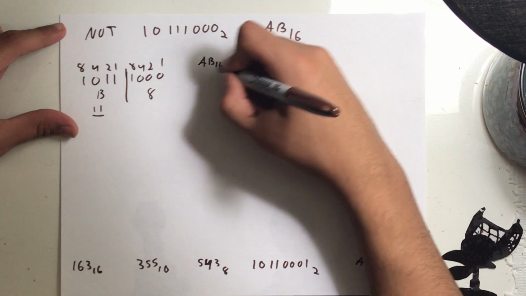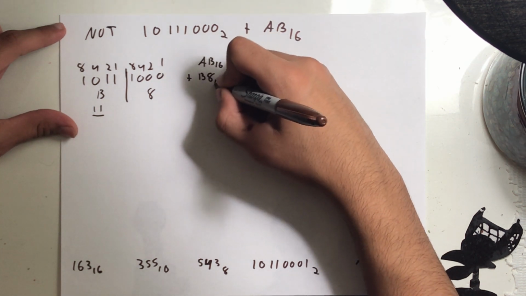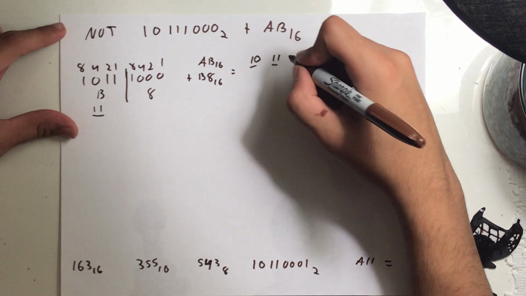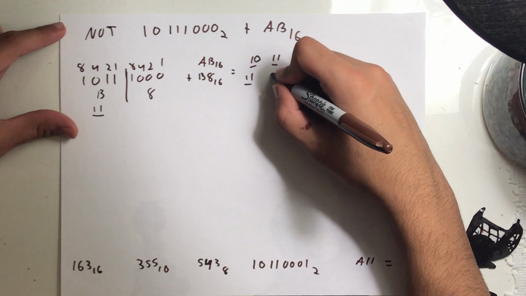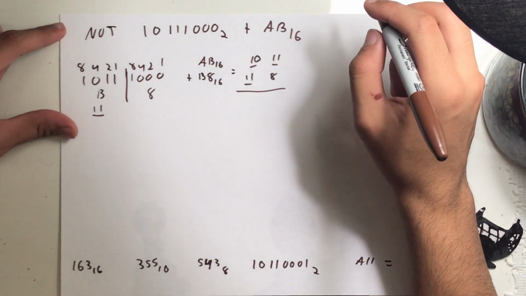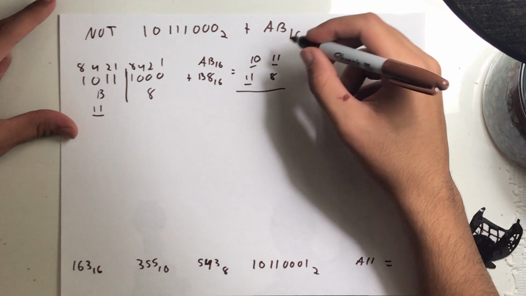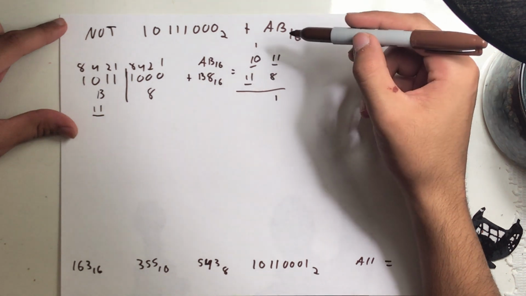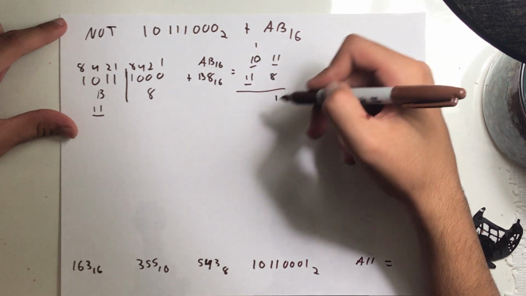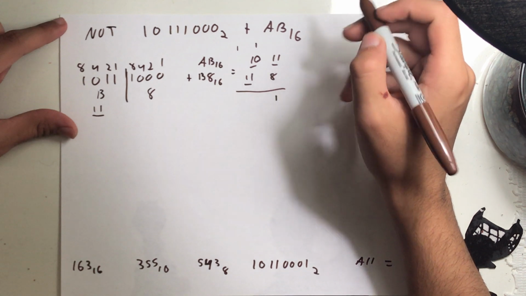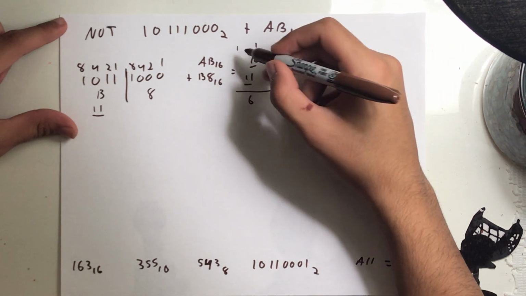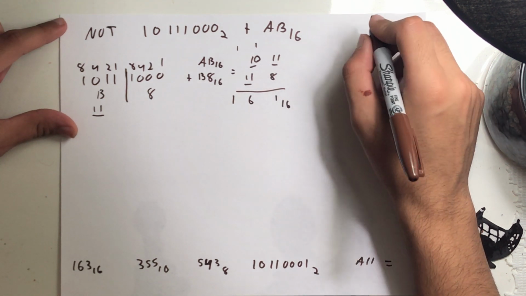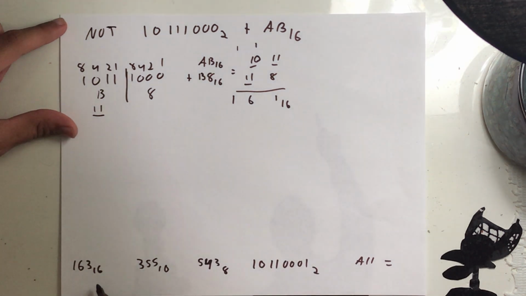So this is actually going to be AB base 16 plus B8 base 16. 11 plus 8 is 17. 16 goes into 17 one time with a remainder of 1, right? 10 plus 11 is 21, plus 1 is 22. 16 goes into 22 one time with a remainder of 6. And 1 plus 0 is just 1, base 16. So if we look, you get 161 base 16, 163 base 16.